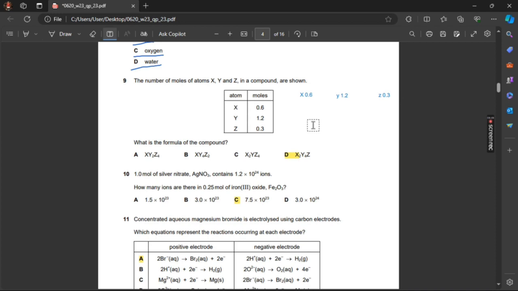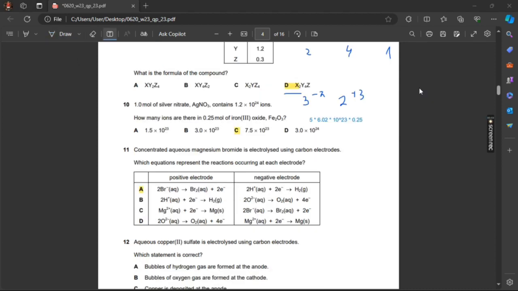Okay, and we should divide all of them by the smallest amount of moles, and it is 0.3. And we will get 2, and from Y we will get 4, and we will get 1 from Z. So the correct answer is D: 2X, 4Y and 1Z.